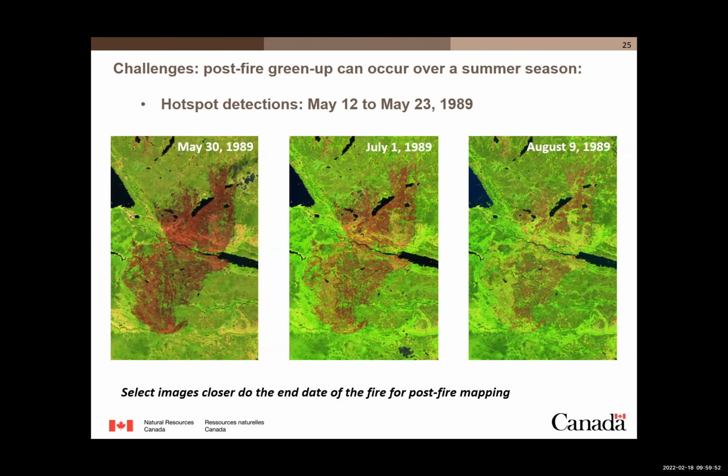So in this example, which is located in southern Manitoba, a fire burned through most of May. But on May 30th, we have this really good image of the burn scar. If we were to use a July or August image to map the fire, look how much green up has occurred since May. So it would be really challenging to accurately map that perimeter with summer imagery. That's why you want to use a post-fire image that's as close as possible to when the fire was extinguished. And again, use those hotspots to really help you determine when that fire is out.